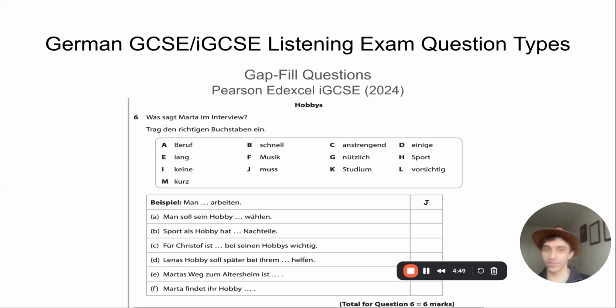And students have various techniques for approaching these gap fill questions. I have a particular technique that I believe can work very well and that I would highly recommend, and that is to use the grammar first to help you.